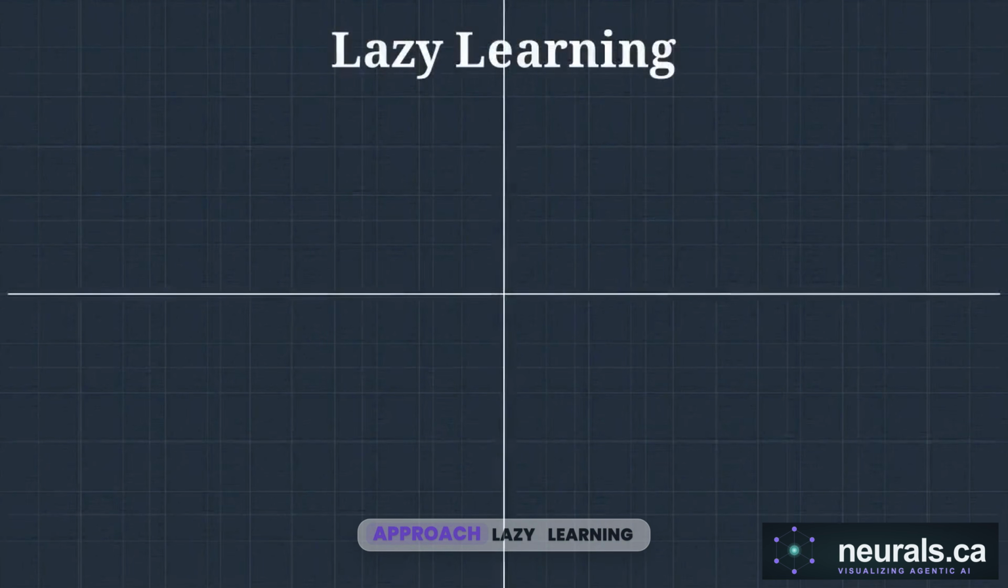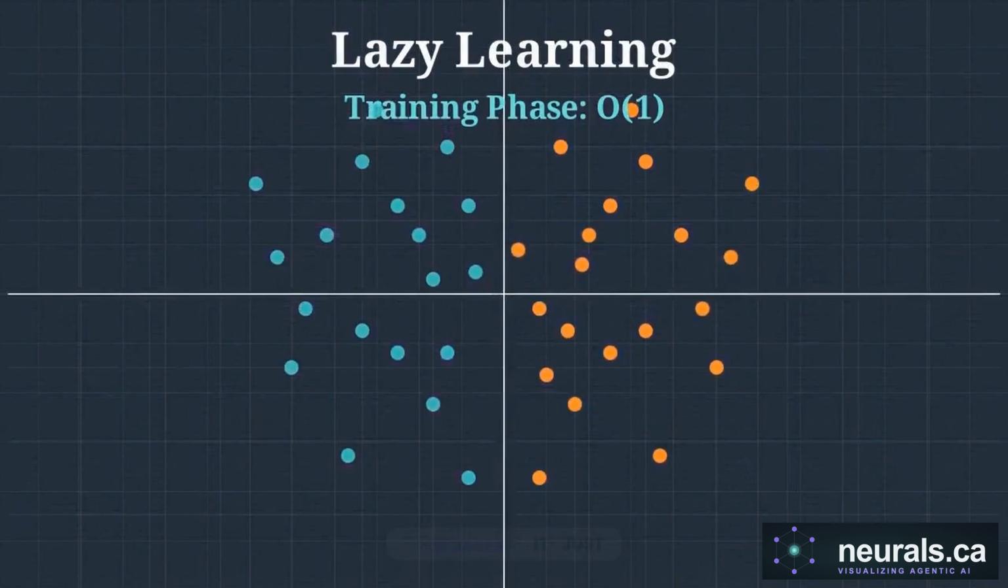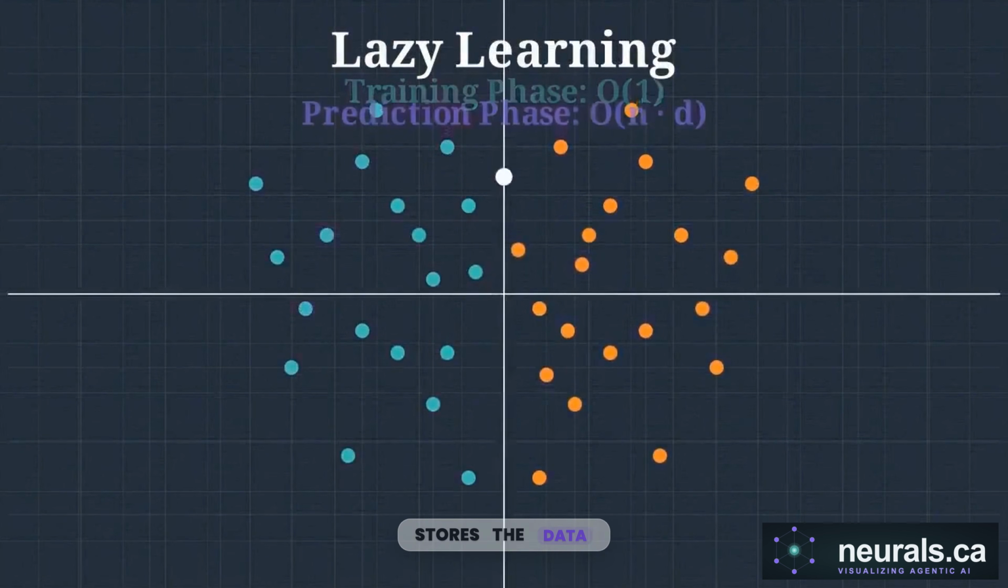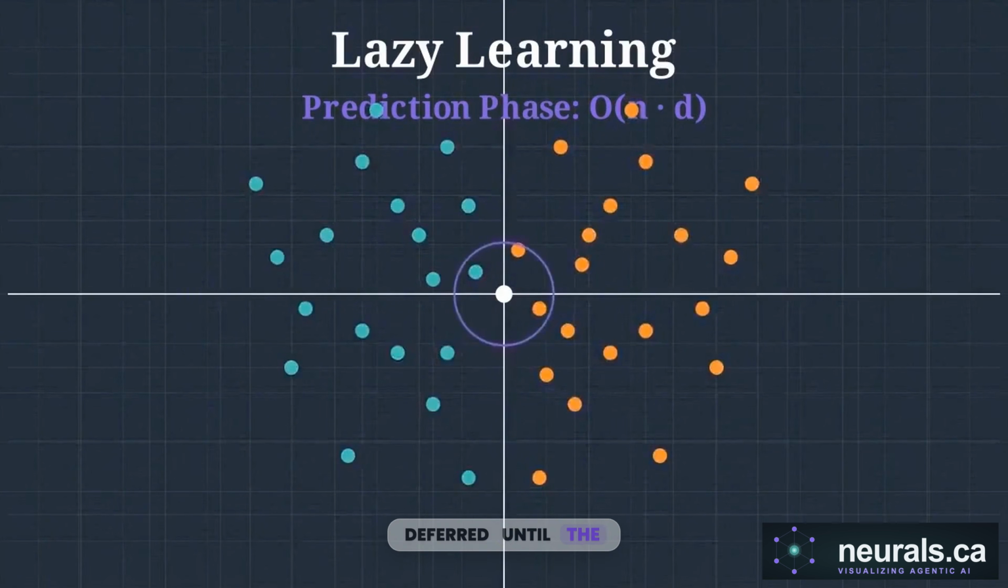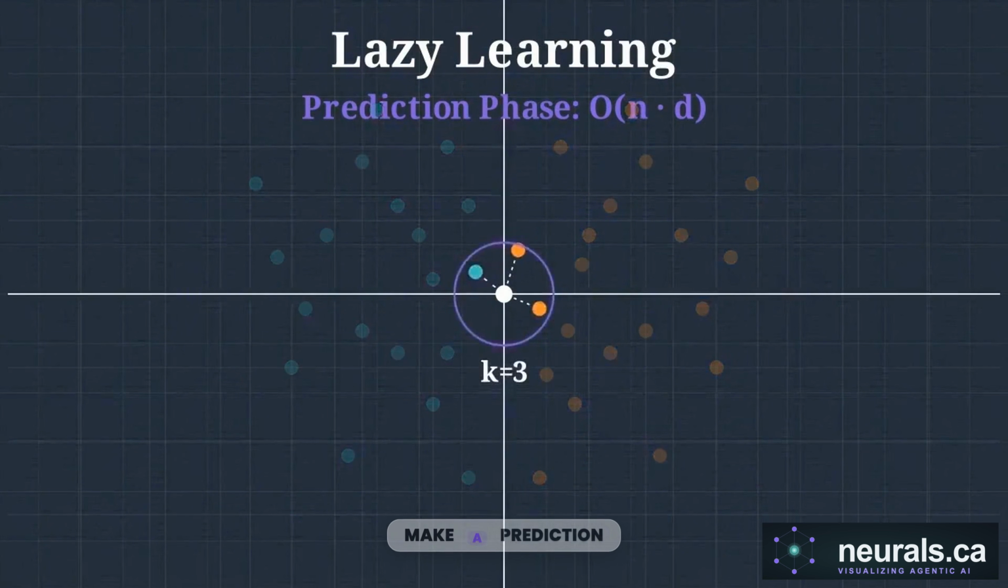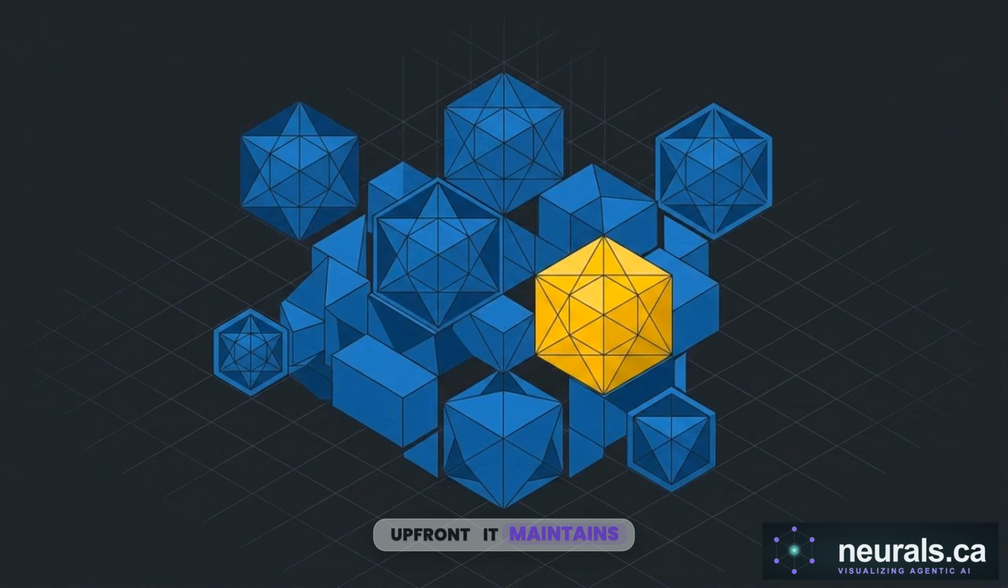Today, we call this approach lazy learning. During the training phase, the algorithm does exactly zero processing. It just stores the data. Every ounce of computational work is deferred until the exact moment you ask it to make a prediction. Its true power is that laziness. By refusing to commit to a strict mathematical formula up front, it maintains perfect flexibility, ready to adapt to new data the second it arrives.